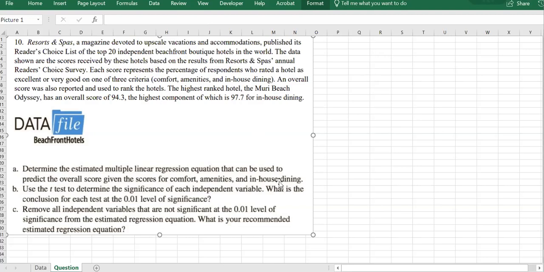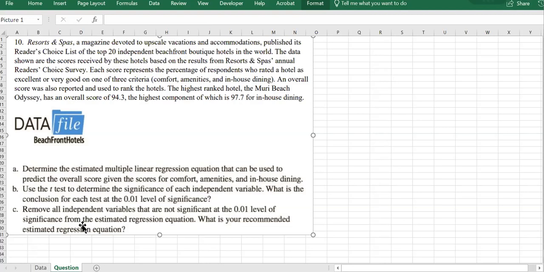So that's just part A. Conduct a multiple regression and write down the equation. Part B, test to see if each one of the independent variables are significant or not, and alpha is given to be 1%. So we want to test the significance of variables at 1% level of significance.